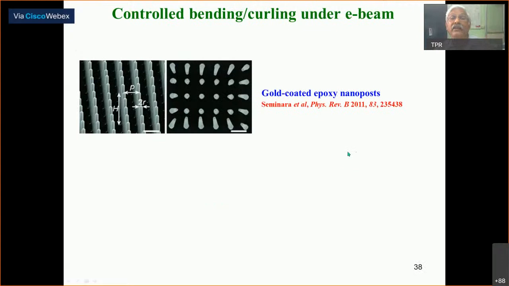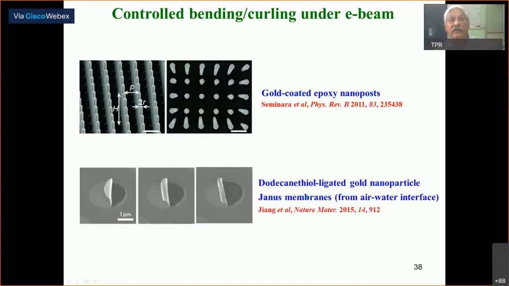Now, understanding this under electron beam response is complicated. There are very few examples in the literature where there is a controlled motion of any material. One well-known example is gold-coated epoxy nanopores, where they put a laser beam in the middle somewhere here, and these beams do bend. There is a model based on charging of these insulating materials that they have developed. Another rare example in the literature is a Janus membrane, where they have a different segregation of molecules on the top and bottom part of a film grown at the air-water interface, and they also nicely curl up in an electron beam.